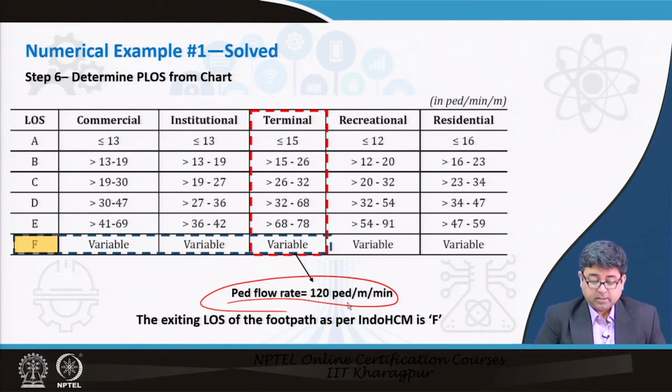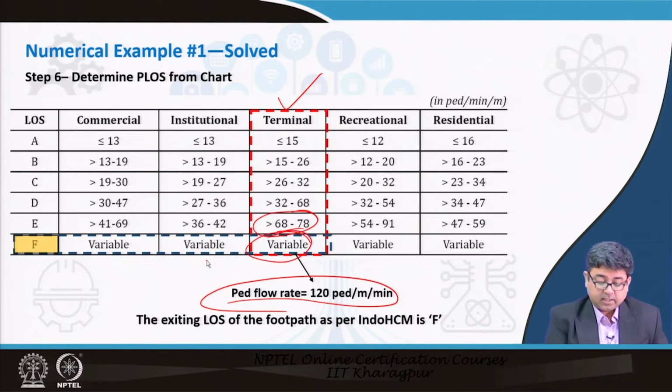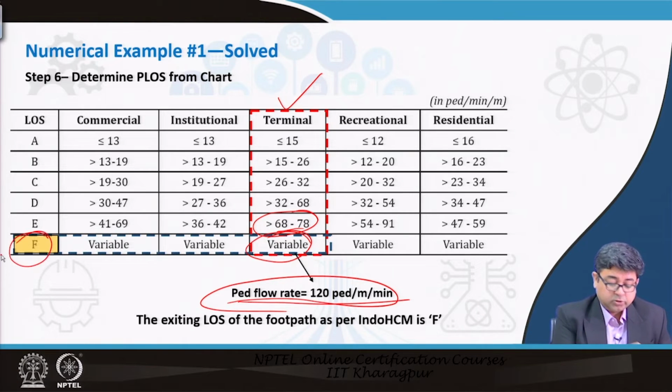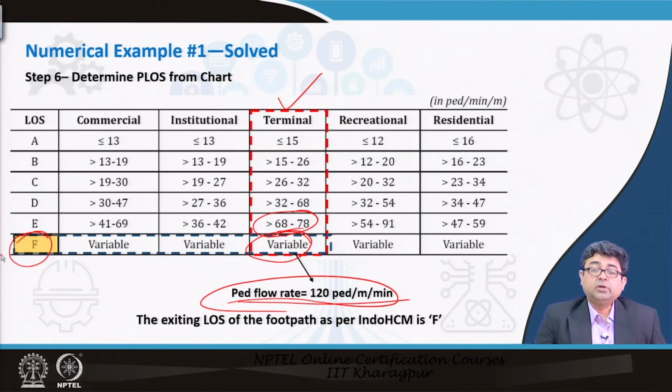Now that you know that the pedestrian flow rate is 120 pedestrians per meter per minute, and it is a terminal land use: for terminal land use, anything that is not even between 68 to 78, that means it falls in the category of F. It is a variable pedestrian flow rate. Anything greater than 78 is a variable pedestrian flow rate. So, you see that your pedestrian sidewalk currently is at a level of service F.